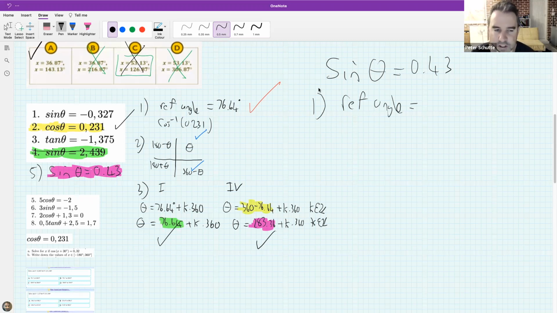So maybe someone can put it in the chat. What is your reference angle? Sine of theta equals 0.43. What's your reference angle? Okay, so 25.47. So that's step one. Now I need to know what quadrants sine is positive in.